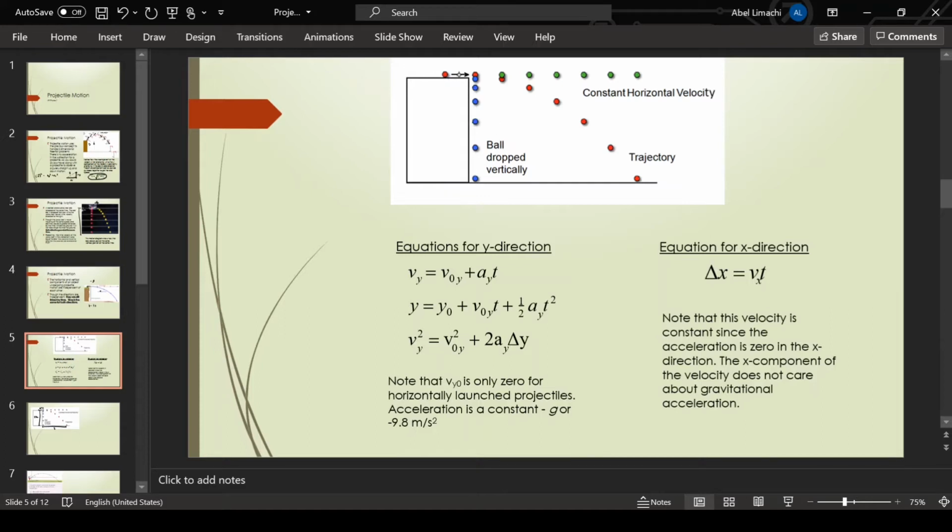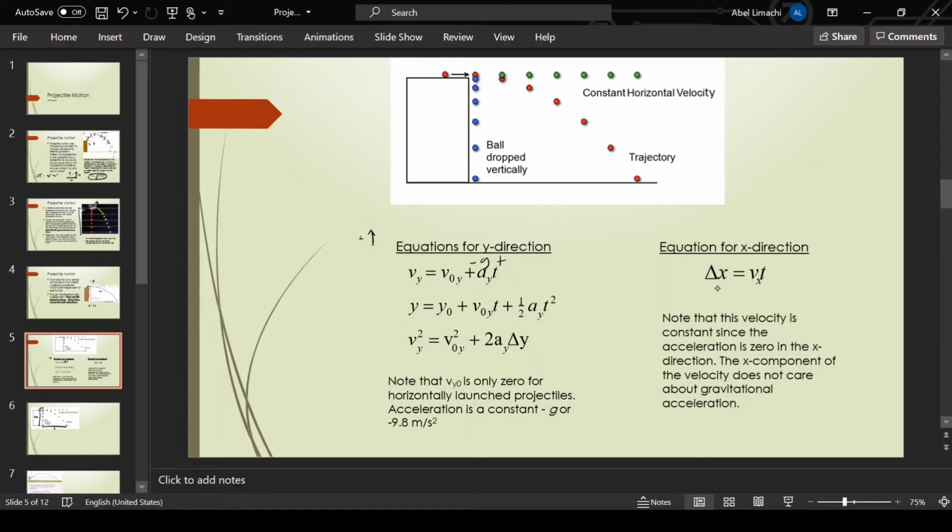So you can picture the red ball as if it was the blue ball, just dropped straight down. In the y direction, you can use these equations. The velocity final in the y direction is equal to the velocity initial in the y direction plus acceleration in the y direction times t, which, if we call upwards positive, is negative gt. And the same thing here. These are just all the kinematics equations, except every x is replaced with y, because this is the y direction.